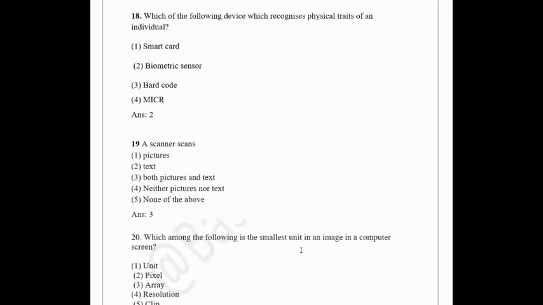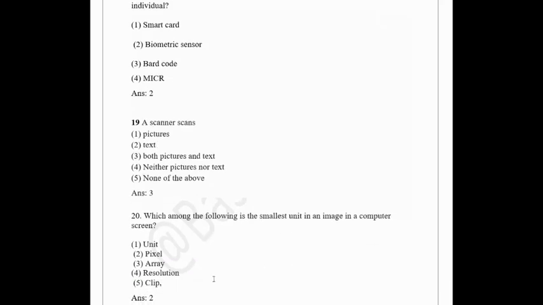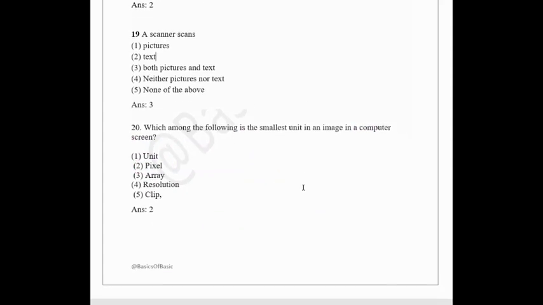Which among the following is the smallest unit in an image in a computer screen? So in cameras and all, you would have heard, if you are using a mobile phone also, like a 13 MP camera or a 20 MP camera like this. So which among the following is the smallest unit? So it is the pixel. Pixel is the smallest unit in a computer screen. So the thing which you are seeing on the computer screen is also comprised of numerous millions and billions of pixels. Okay, so these were the 20 questions, guys.